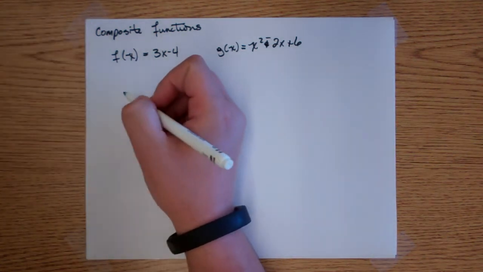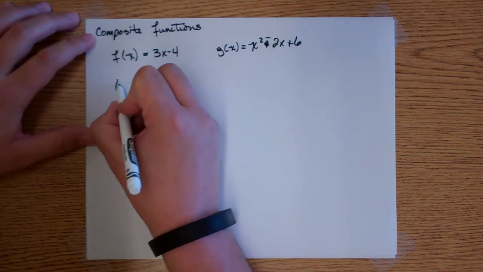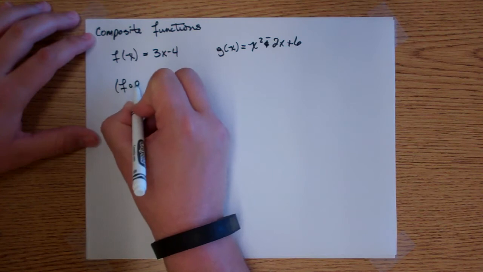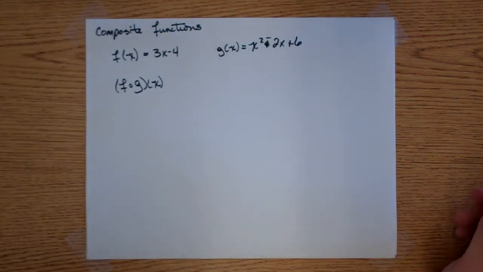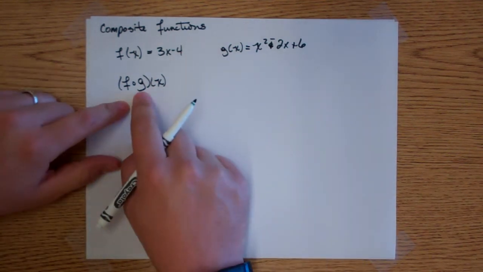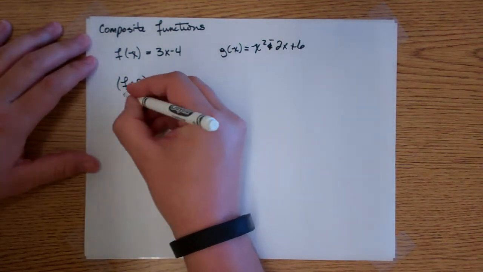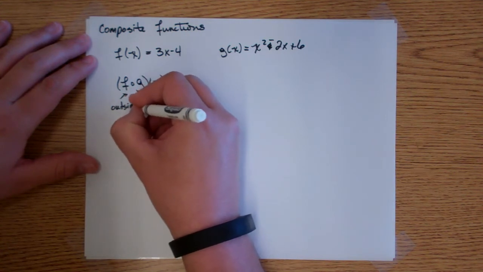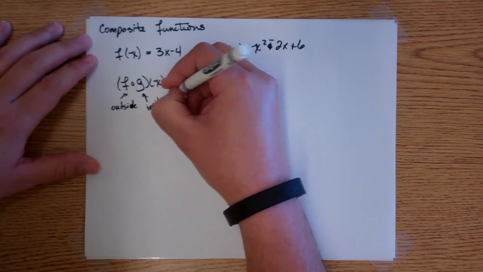All right. Now, there's a new little symbol you need to learn. For composite functions, it's f, a little circle, and then g of x. All right? Now, whatever function's first is going to be your outside function. Whatever function is second is going to be your inside function, so to speak. Okay, so this is your outside function, and this is your inside function.